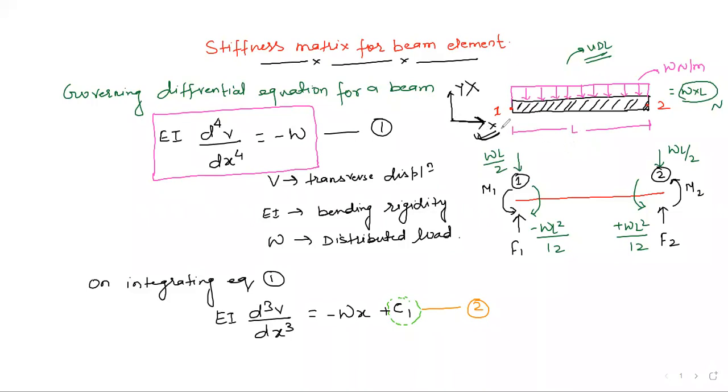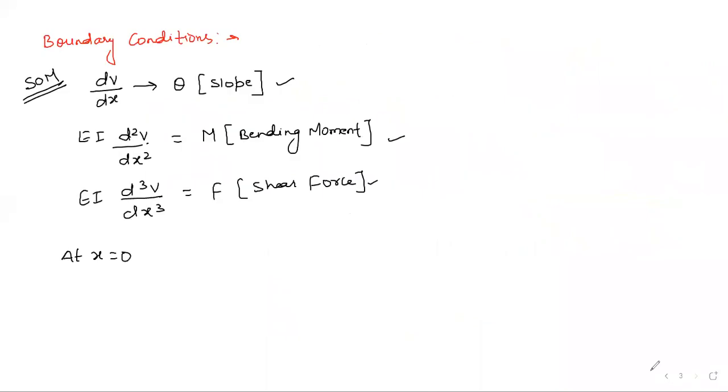So x is equal to 0 means we are at node number 1. And if I write x is equal to L, where will we be? We will be landing at node number 2, because if you move in the x direction by a distance of L, we reach node number 2. And if you move in the x direction with 0 distance, then we will be at node number 1 itself. So x is equal to 0 means I am talking about node number 1.